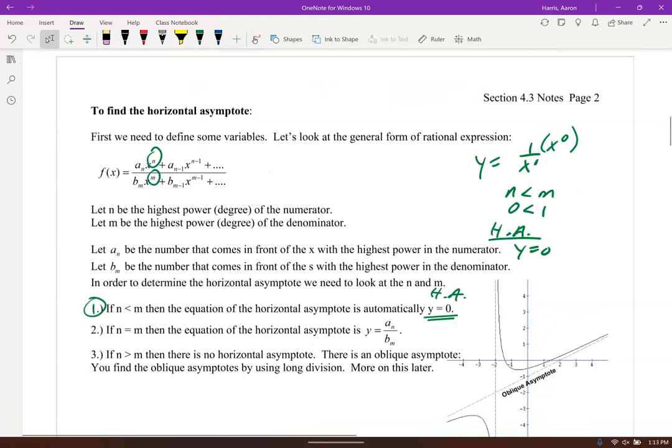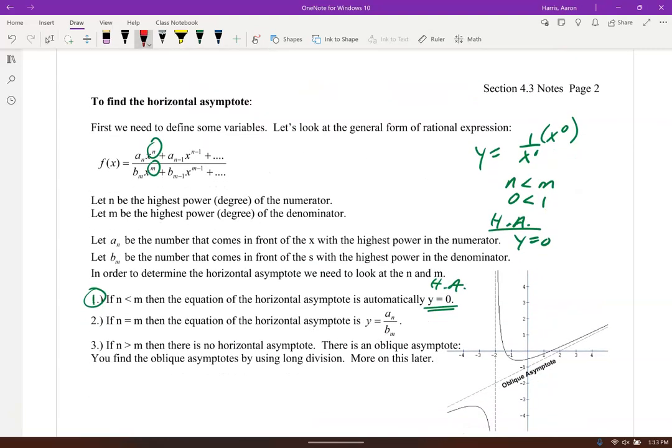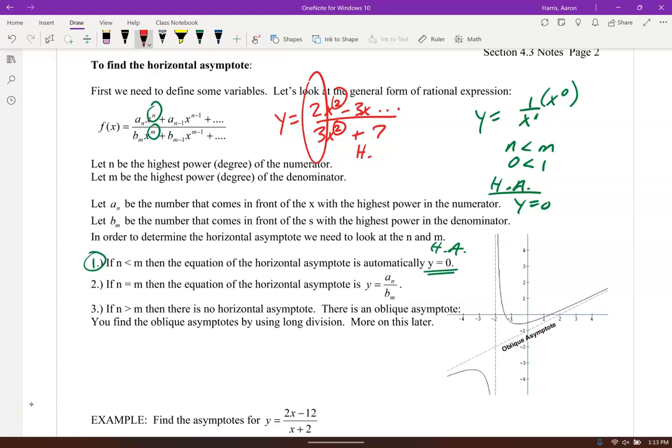Now the second rule says, number 2, if they're equal, let me give you an example. Let's say I have 2x squared minus 3x, blah, blah, blah, who cares about the rest, over 3x squared plus 7. Okay? See how the degree of the top is the same as the bottom? If that's the case, as x goes to infinity, it's going to approach the ratio of the leading coefficients, y equals 2/3 in this case. So the horizontal asymptote for this would be the leading coefficients. Why? Because the degrees are the same. So that's number 2. If the degrees are the same, take the leading coefficients. Make sure it's written in standard form first.